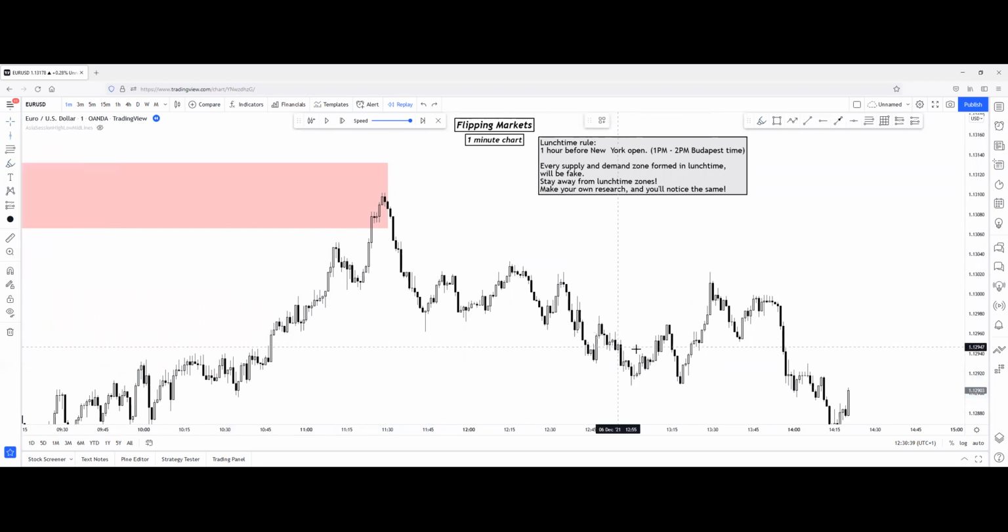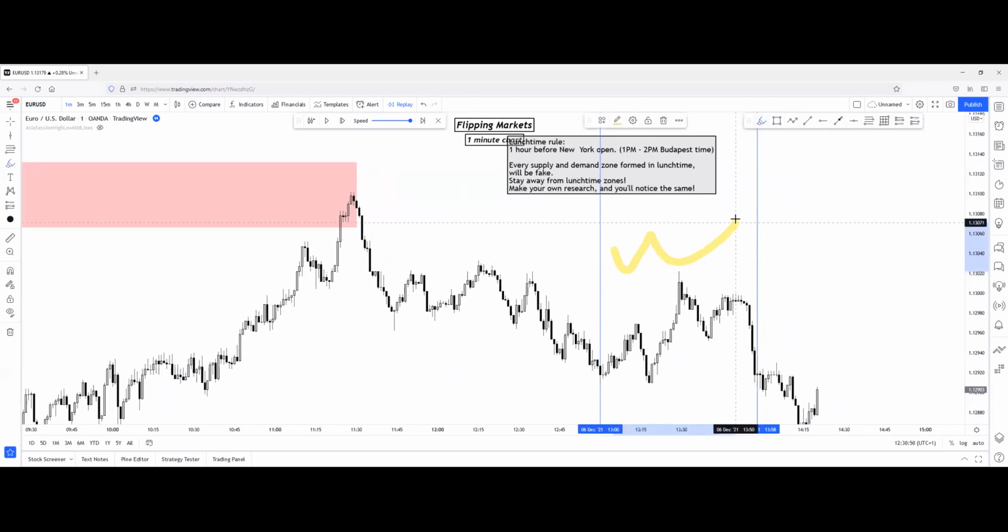So yeah, lunchtime starts from 1 p.m. and lasts until 2 p.m., which is this. So this time window is the lunchtime zone. In this zone, all of these zones will be fake.